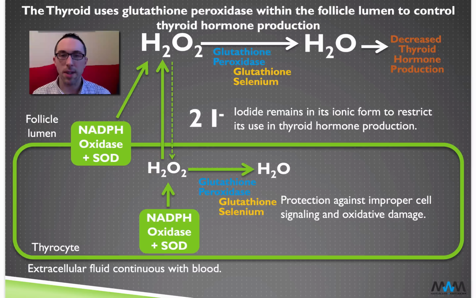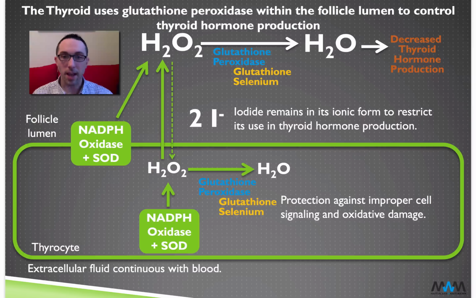But let's say that the thyroid gland wants to turn down the production of thyroid hormone. There are numerous mechanisms to do that, and one of them involves taking glutathione peroxidase and moving it from the cytosol of the thyrocyte into the follicle lumen. So if glutathione peroxidase is expressed in the follicle lumen, it takes the H2O2 and makes water. If it does that, the iodide never gets oxidized to iodine, and thyroid hormone production declines. So one of the ways to control thyroid hormone is to increase glutathione peroxidase in the follicle lumen, but that requires that you have the selenium there.